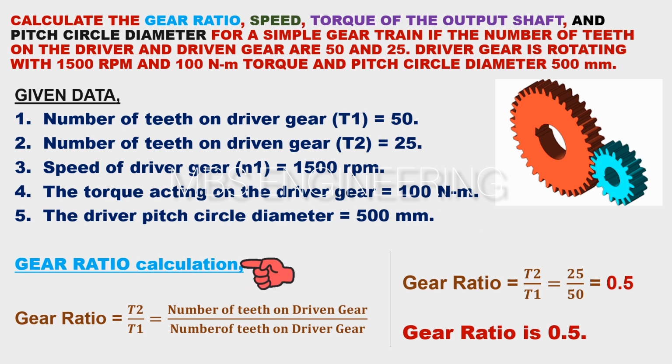Gear ratio calculation formula. Gear ratio is equal to T2 divided by T1. Gear ratio is equal to number of teeth on driven gear divided by number of teeth on driver gear. Gear ratio is equal to 25 divided by 50. Based on given data, we get the gear ratio is 0.5.